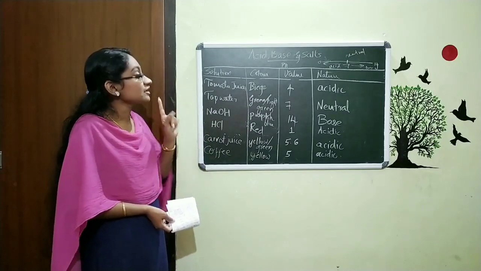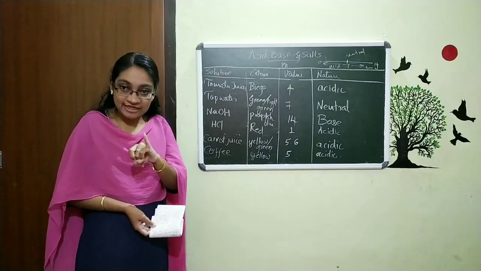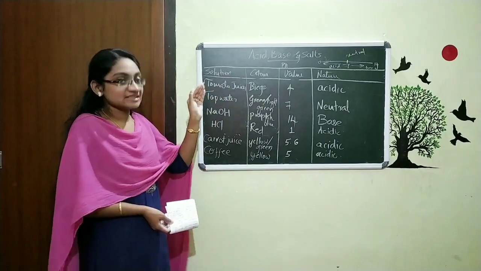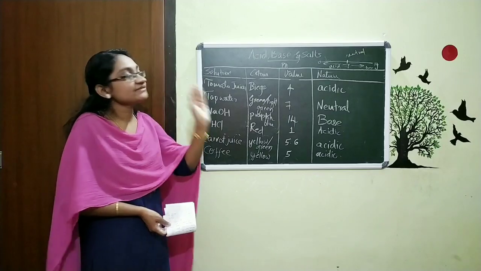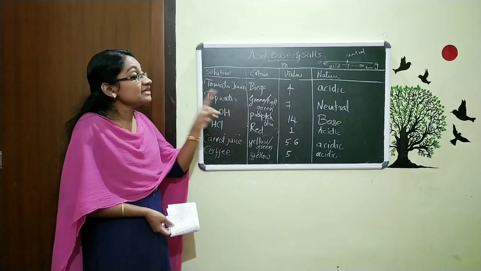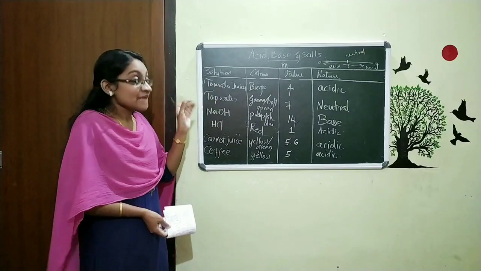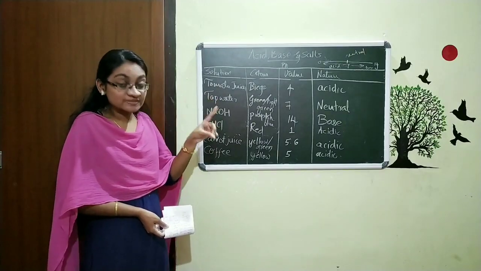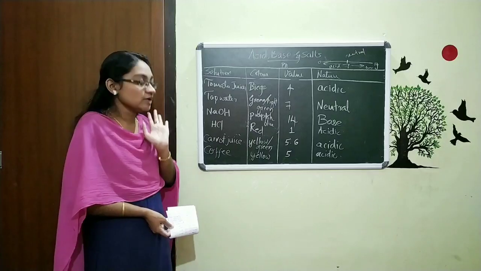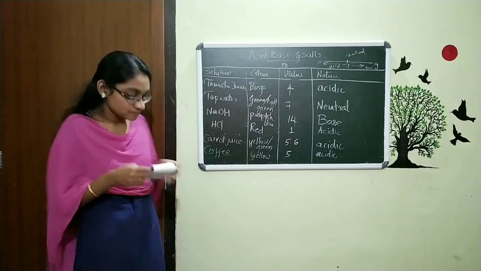And in this region you want to remember 7 is neutral, less than 7 it is acidic, and greater than 7 it is basic. When the value is decreasing from 7 it is getting to a strong acid, and when the value is increasing from 7 that is a strong base. The only thing we explained here is this.